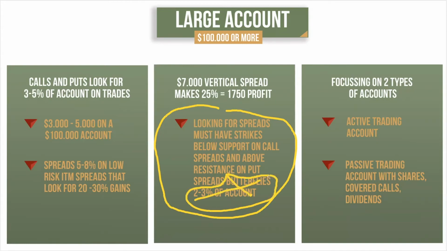Butterflies, though, you're only putting in about 2 to 3%. That should have been another section down here. But so, looking for spreads, you must have strikes below support on call spreads and above resistance on put spreads. Now let's go over that quick.